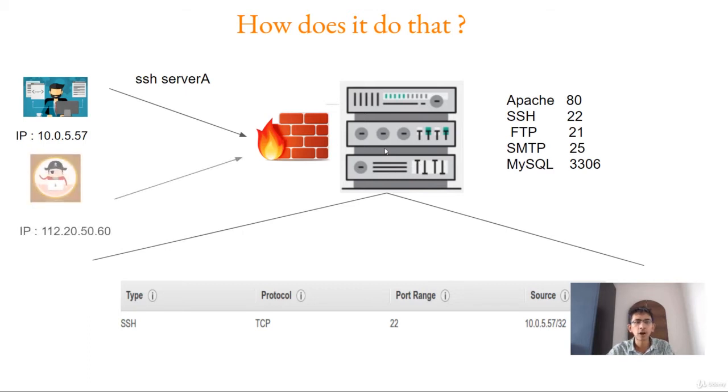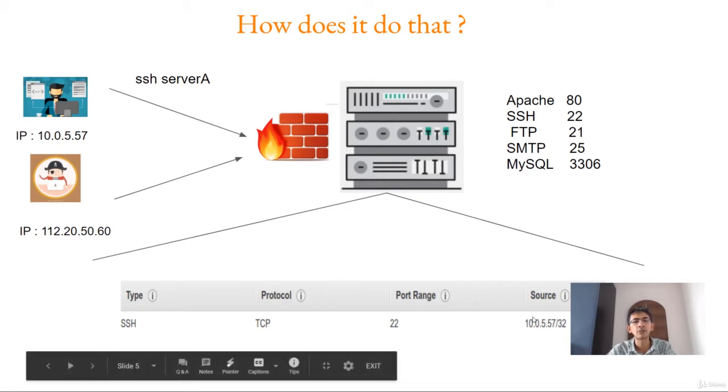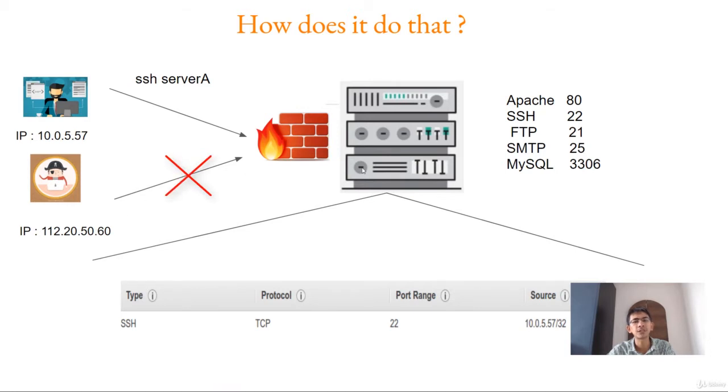However, on the contrary, whenever a bad guy tries to connect to the server, his connection will be blocked, because if you see his IP address, it is 112.20.50.60. Since his IP address is not allowed within the firewall rules, his connection will be blocked whenever he tries to connect to the server.